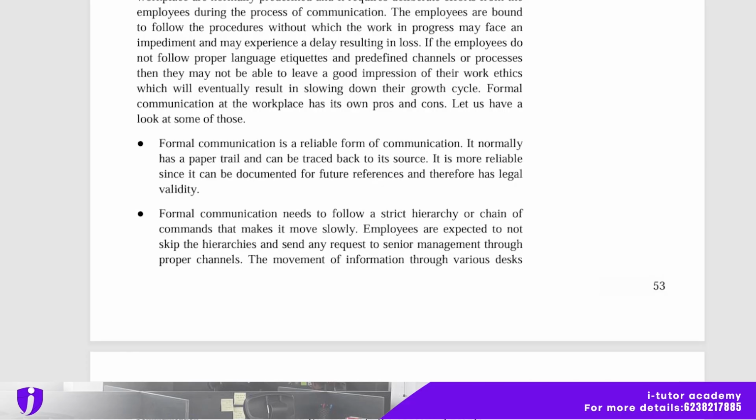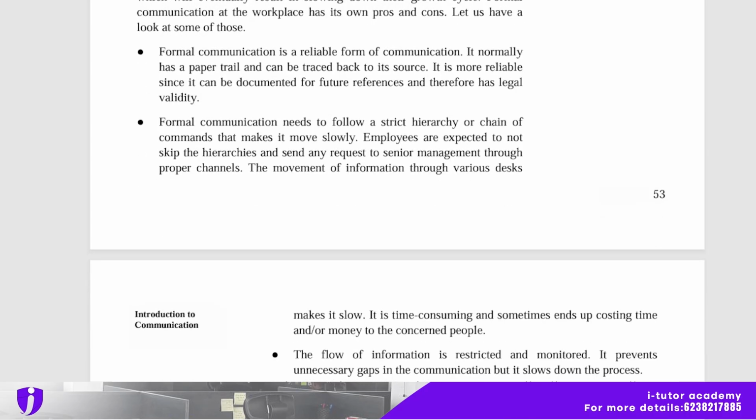Formal communication at the workplace has its own pros and cons, so let us have a look at some of those. What are the pros and cons of this formal communication? First one is, formal communication is a reliable form of communication. It normally has a paper trail and can be traced back to its source. It is more reliable since it can be documented for future reference and therefore has legal validity.